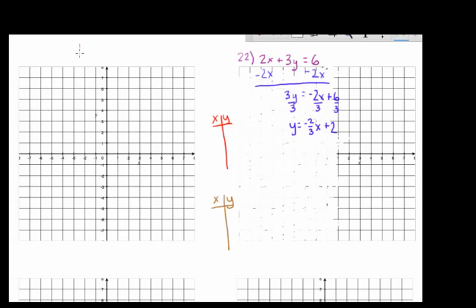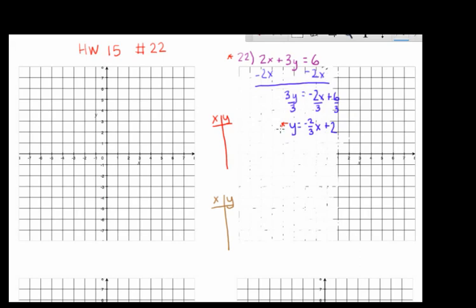Okay, this is homework 15, problem number 22. Here's the equation that we start out with, 2x plus 3y equals 6. And I've put the work on there to get down to the slope-intercept equation, y equals negative 2/3 x plus 2.